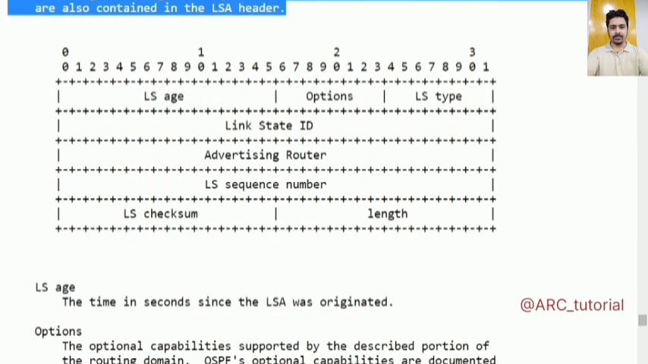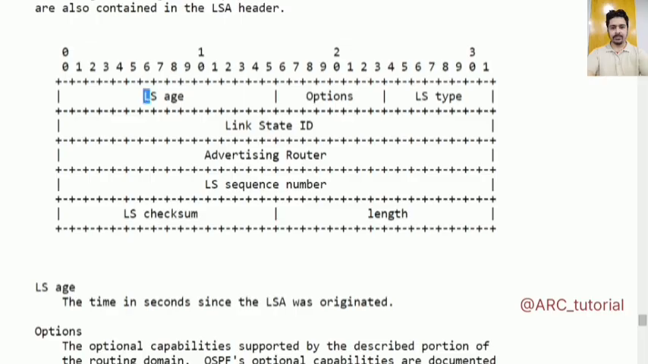So in the first 20 bytes you have all these fields inside the LSA. LS type will be defined like type 1, type 2, type 3. If it is a router LSA, it will be 1. If it is a network LSA, it will be 2. If it is a summary LSA, it will be 3. If it is an ASBR summary LSA, it will be 4. If it is an external LSA, it will be 5. If it is an NSSA LSA, it will be 7. So this common 20 bytes long information will be added onto all types of LSAs.